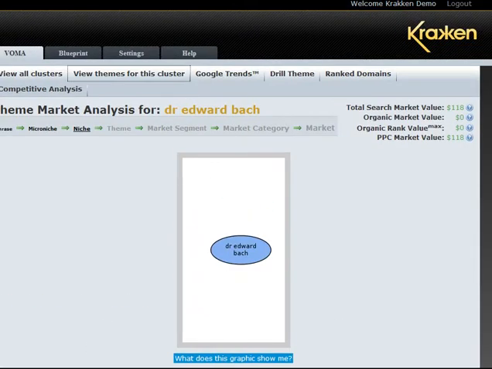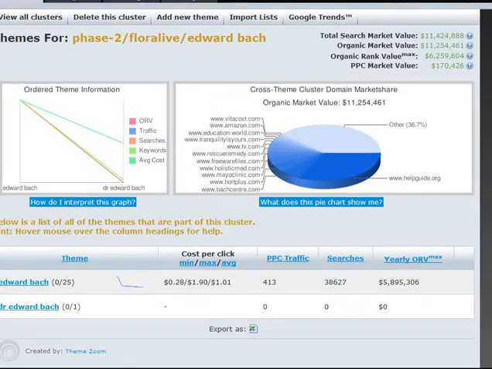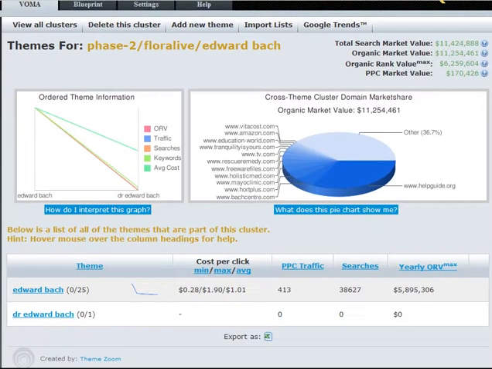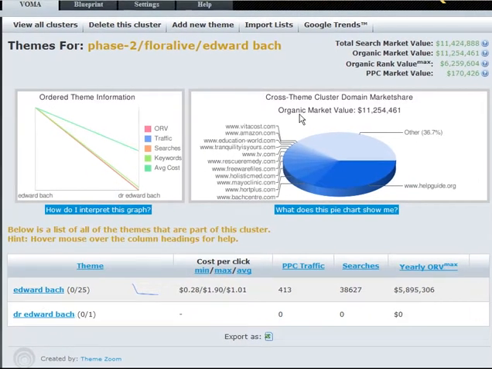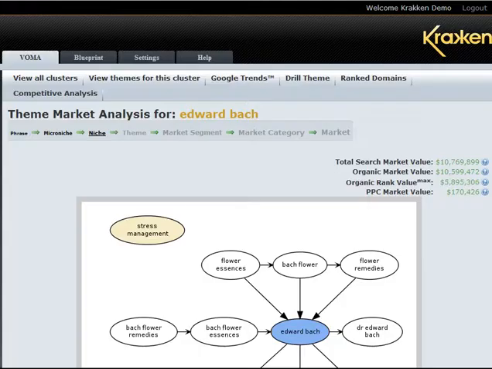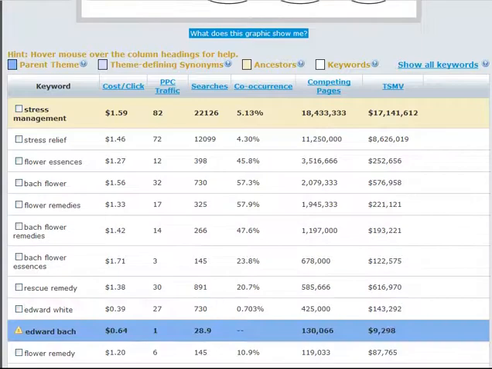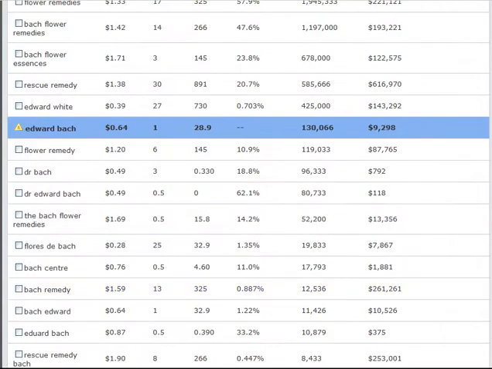Let's go ahead and view all themes for the cluster. We now have Dr. Bach and Edward Bach. Okay, and this cross-theme cluster domain market share is going to be on topic because we're developing our Sonomic net. Okay, this has no total search market value, but it does have traffic. We know that. So go ahead and go back into Edward Bach. At this point, we're no longer VOMA brainstorming. I'm repeating myself, I know, but this is a process that is good to know. Okay, and I don't think we have Dr. Bach by himself. Let's go ahead and drill down.